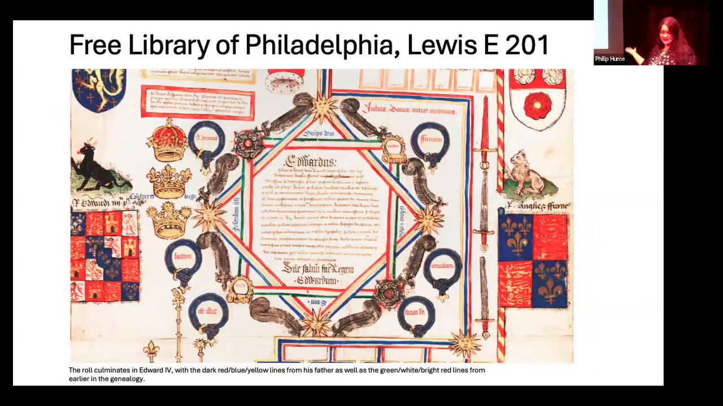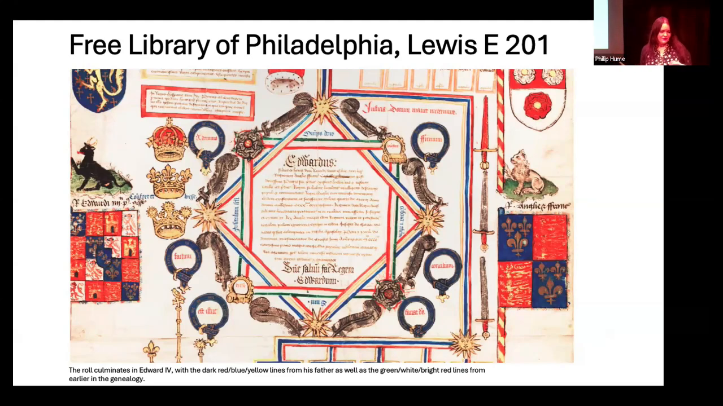The roll then culminates in a grand celebration of Edward IV and his claim to the throne. Again, you can see the colours from Richard, Duke of York, coming in to form a sort of diamond shape around Edward to emphasise his triple descent. And you've also got the three crowns of England, France, and Spain next to this to really emphasise this in imagery. So at this point, you don't necessarily think you've got much Mortimer left.